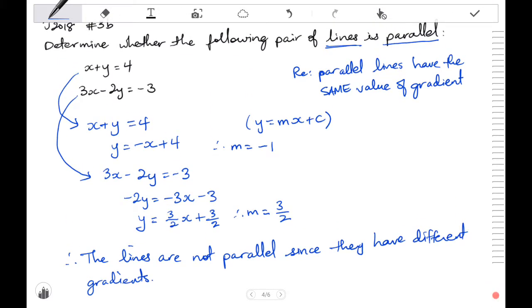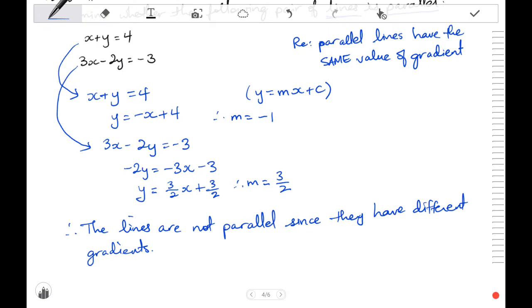Right, because that's all they asked. All they asked was to determine whether the lines are parallel. And we answered that and proved it mathematically. Right, so some past paper questions.